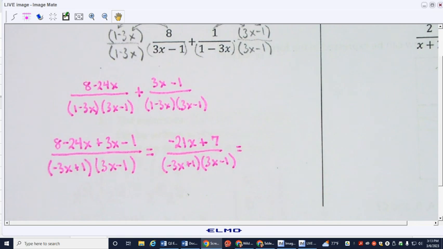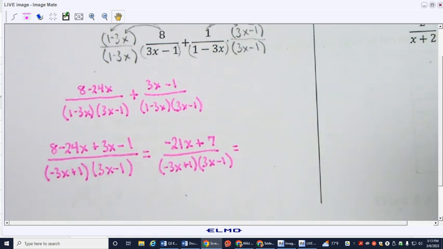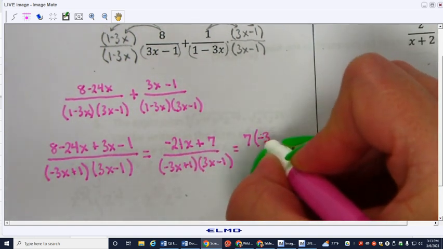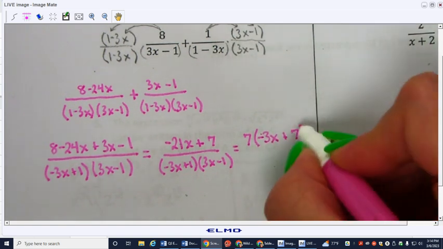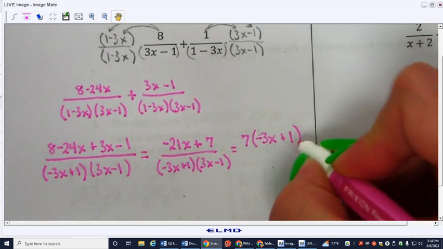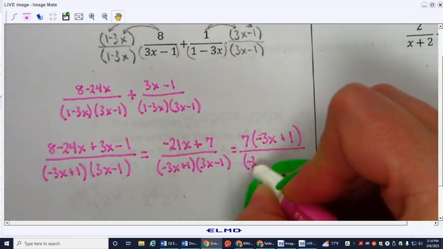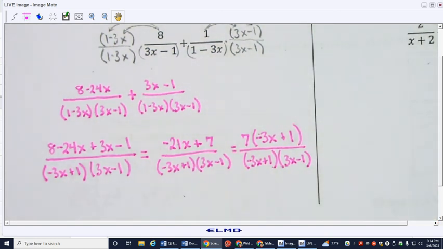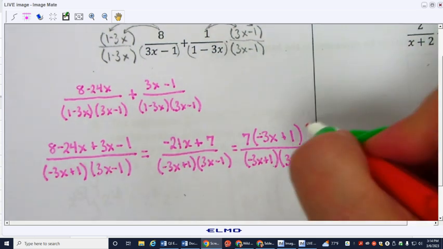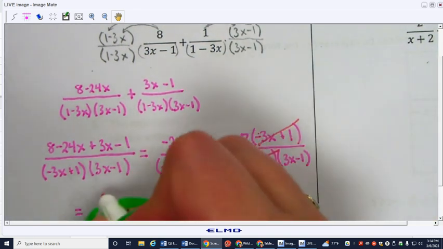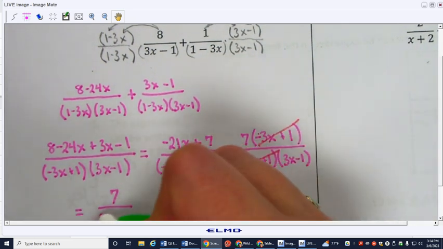What can I take out of negative 21x plus 7? 7. I can take a 7 out of both. If I divide negative 21 by 7, that's going to leave me with negative 3x plus 1. I took the 7 out, I forgot to divide it out. Over negative 3x plus 1. Do you see why I didn't want to multiply? So then I can see that my negative 3x plus 1 in the numerator and the denominator cancel out. And I end up with just 7 over 3x minus 1.